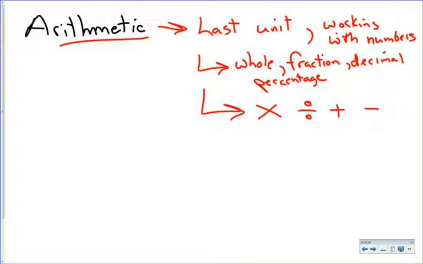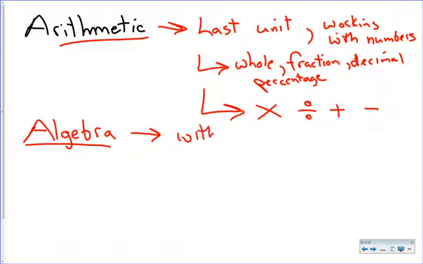okay? And at first this seems like an abstract concept. But the word that generally describes this is the word algebra. Okay? Algebra is arithmetic with an unknown. Okay? So this is the real life application, right?